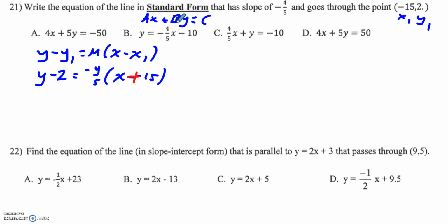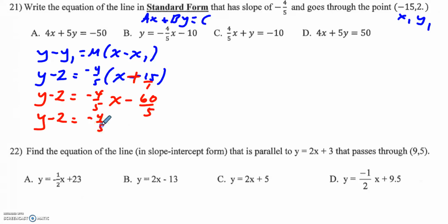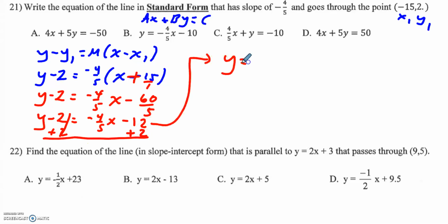So let's distribute and keep simplifying. Y minus 2 equals -4/5 x. Remember, this is 15 over 1. So if I multiply -4/5 times a positive 15, it would be -4 times 15, or -60, over 5 times 1, which is 5. So that's y minus 2 equals -4/5 x minus 12. This simplifies to be 12. If I want to keep going into y equals mx plus b, for the sake of habit, I add the 2. And so far, my equation is y equals -4/5 x minus 10.